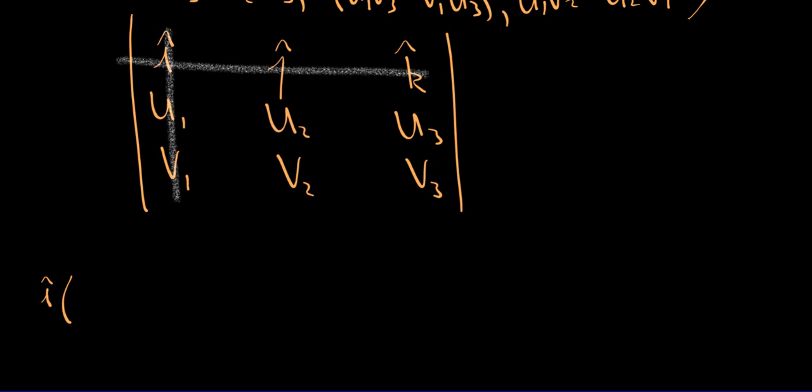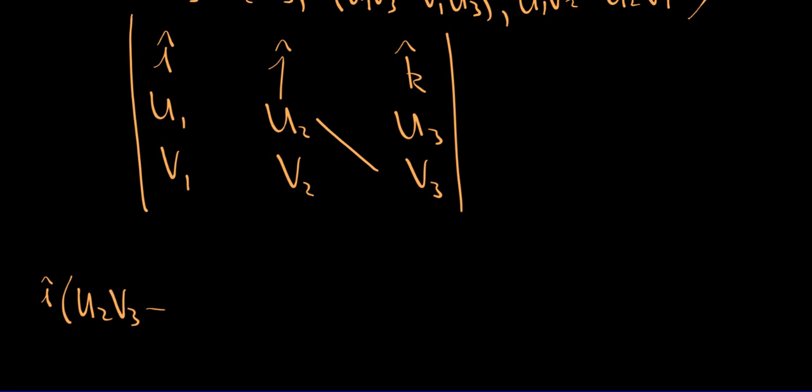Then I'm going to take these numbers right here, and watch carefully what I'm going to do. U2 V3 minus, so I go this way, minus this, V2 U3. Now, with these determinants, you're going to have alternating signs. So the next thing is going to be a minus.